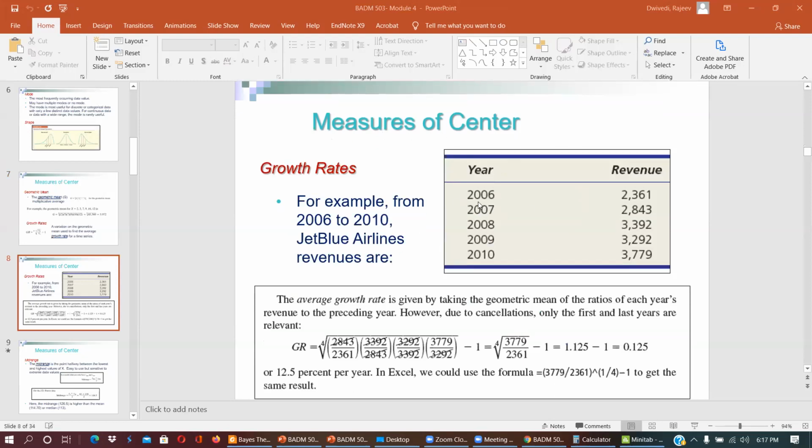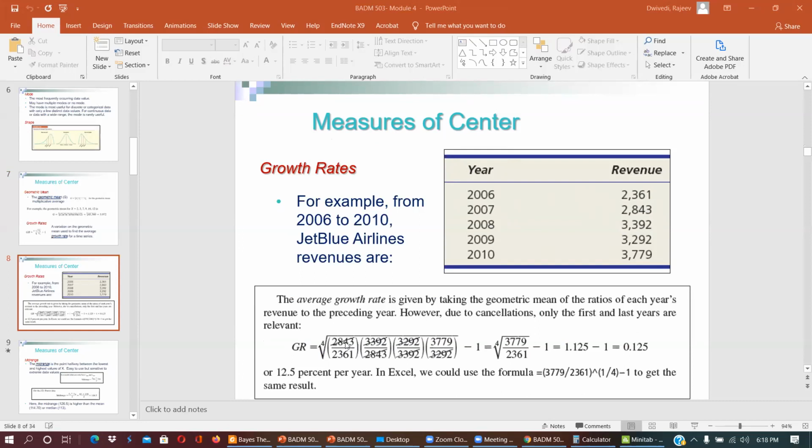Measure of center. In 2006, this is the revenue, and five years of revenue are there. What is the growth rate? If you put these numbers here, you will normally get the last and the first.